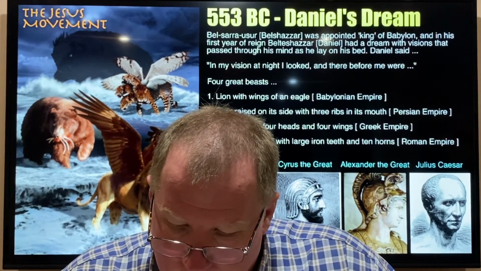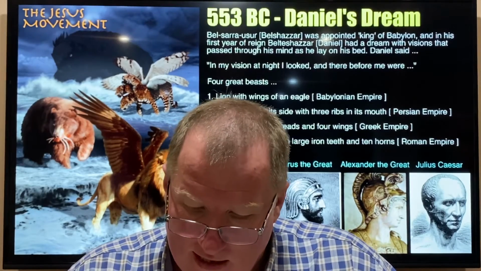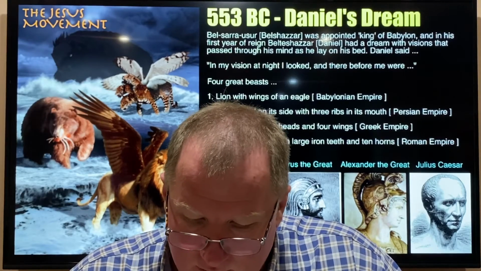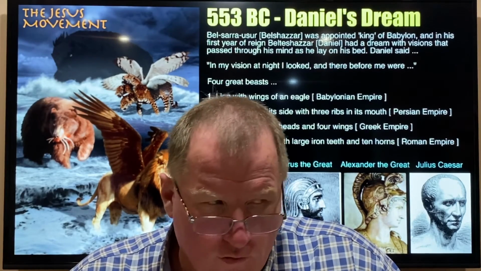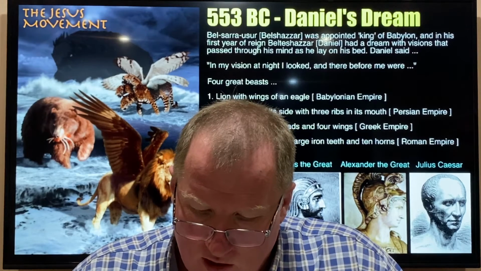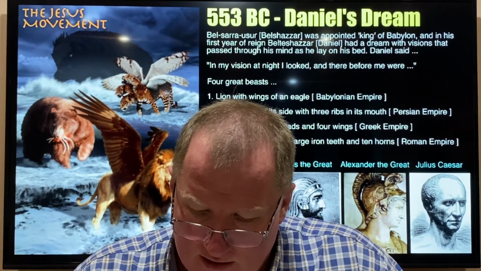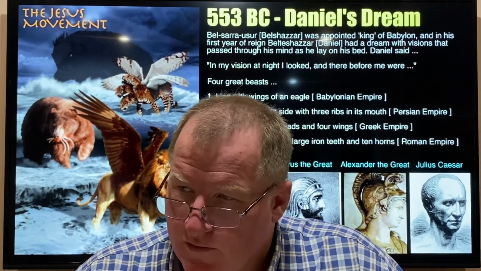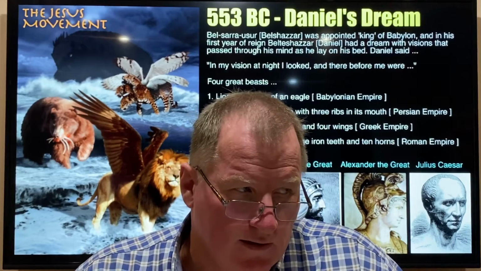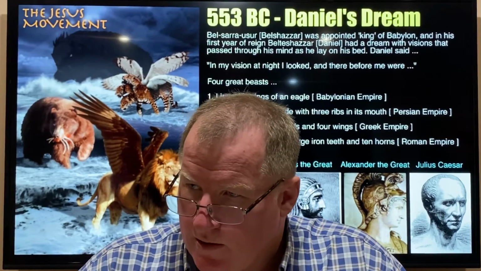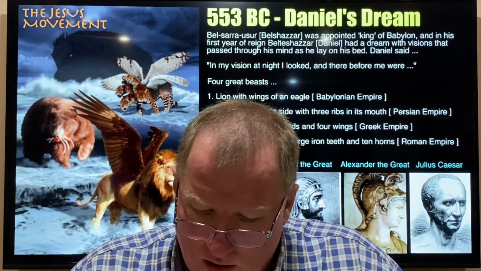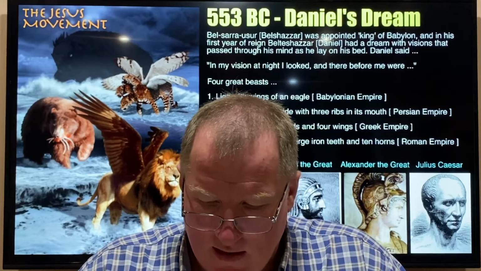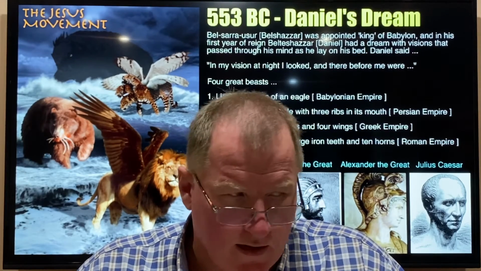Then a different future king will speak against the Ancient of Days, or Most High, and oppress God's saints when he rises and subdues 3 of the 10 kings before being destroyed forever. Finally, in verse 27, it says, the sovereignty, power, and greatness of the kingdoms under the whole heaven will be handed over to the saints. Who's that? The saints are you and I. The people of the Most High. His kingdom will be an everlasting kingdom, so we're talking about Jesus, and all rulers will worship and obey him.